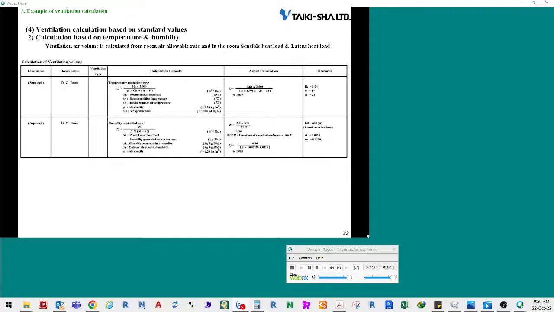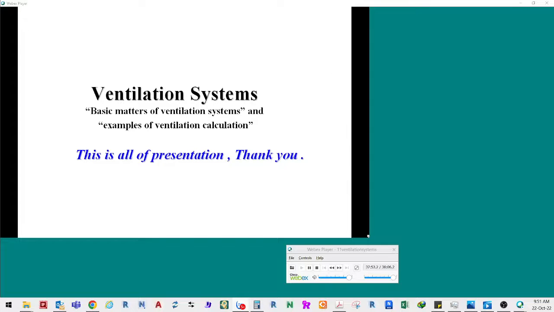Calculate the allowable humidity using the quantity of room steam generation and the difference between the maximum allowable room absolute humidity and the absolute outdoor air humidity. This is the end of the explanation about basic points and calculation examples of ventilation systems.